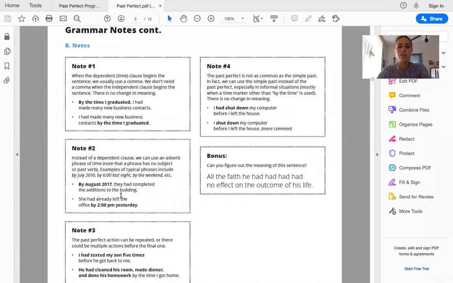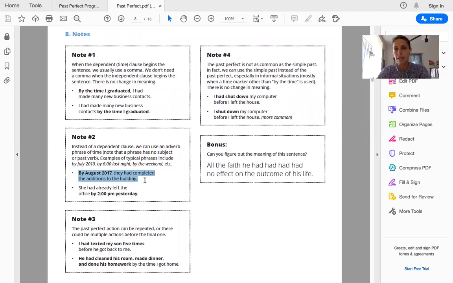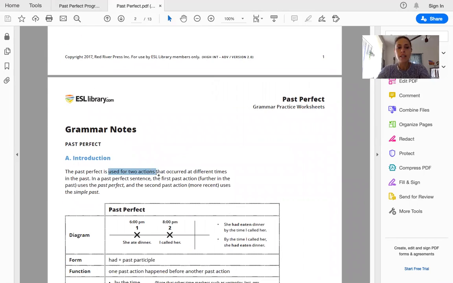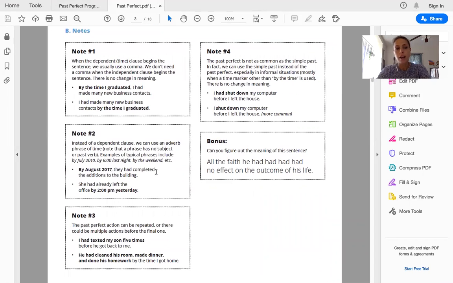Now, if we look at note 2, this is important. It says, instead of a dependent clause, we can use an adverb phrase of time, okay? This means that these are simple sentences, and actually, we don't have two actions here. So although it says it's used for two actions, sometimes we don't need to. So we can say, by August 2017, comma, they had completed the additions to the building. So if you're talking about a specific time, you can just make this a simple sentence, still with two clauses, but this is an adverb phrase. So we just get rid of the dependent clause. So you can use this and that's fine too.